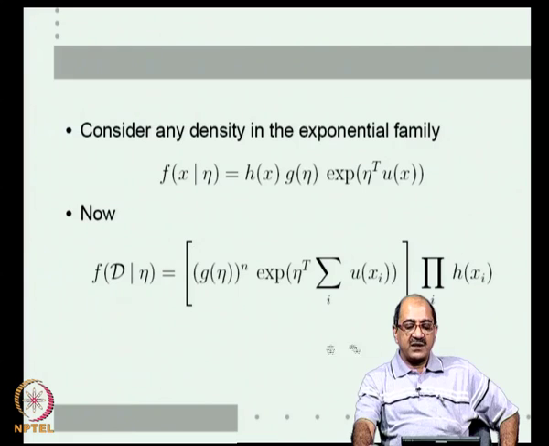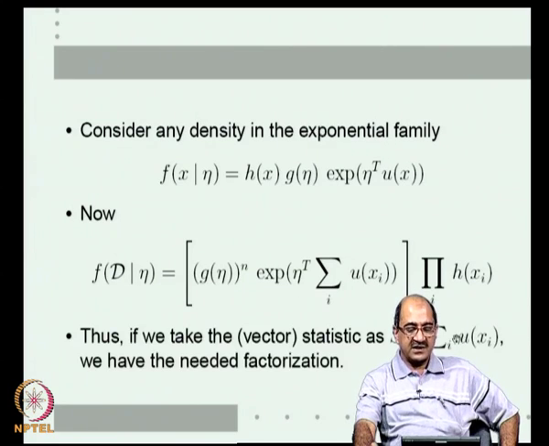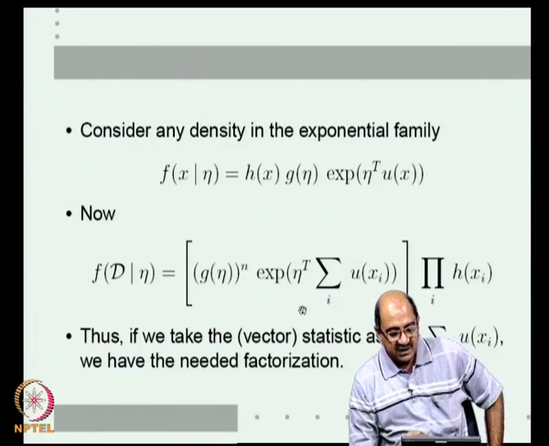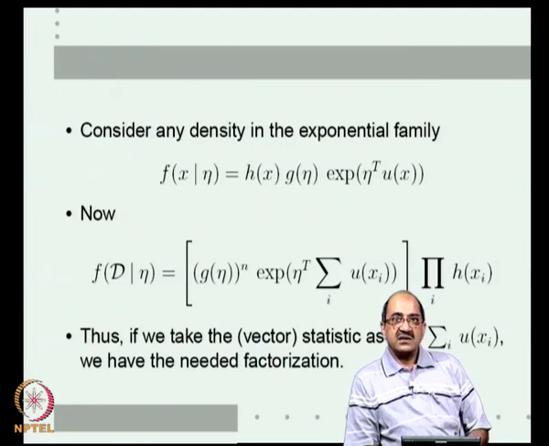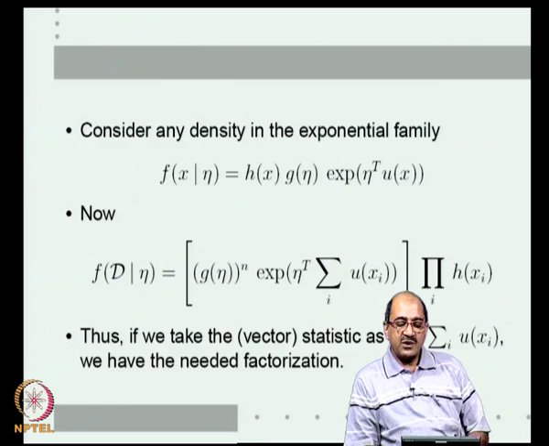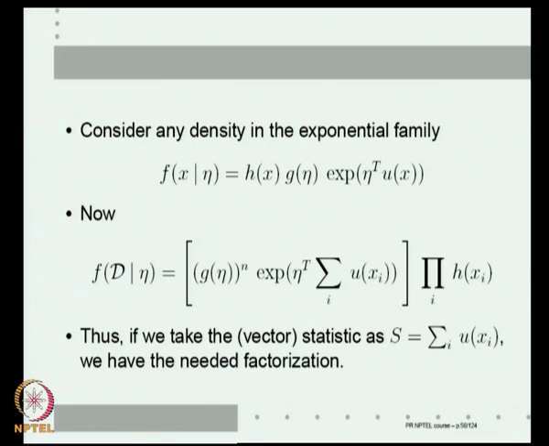So, what is put in this big square brackets is g(s, theta). Here theta is eta, it depends on eta and s, the summation u(xi), which is the statistic, but does not depend on individual xi, and the factor that depends on individual xi does not involve eta. So, you get the g(s, theta) h(D) factorization, which tells me that s equal to summation over u(xi) is the sufficient statistic, because you get the needed factorization. So, for all densities in the exponential family, summation over u(xi) is the sufficient statistic.